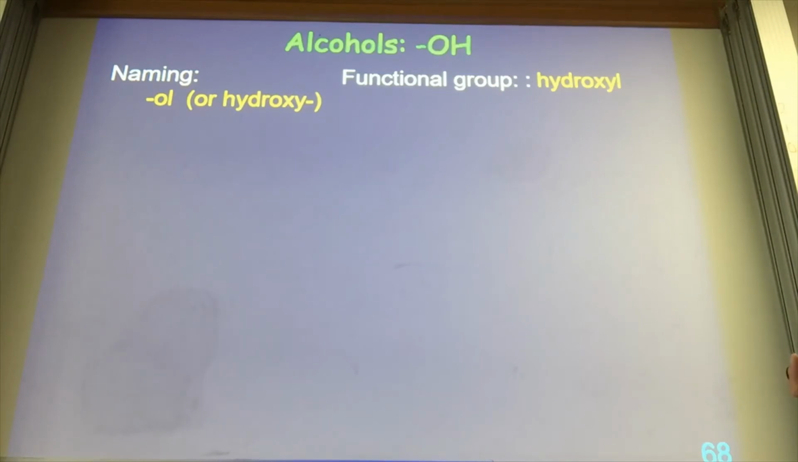Okay, alcohols, much more interesting, much more useful. Naming: if it's a suffix, if it's the primary functional group, it'll name the molecule an -ol. If there's something else which takes priority in the naming, it's called hydroxy-something. The name of the functional group is a hydroxyl group. The name of the class of compounds is an alcohol. So if you're asked to name the functional group, remember it's hydroxyl.